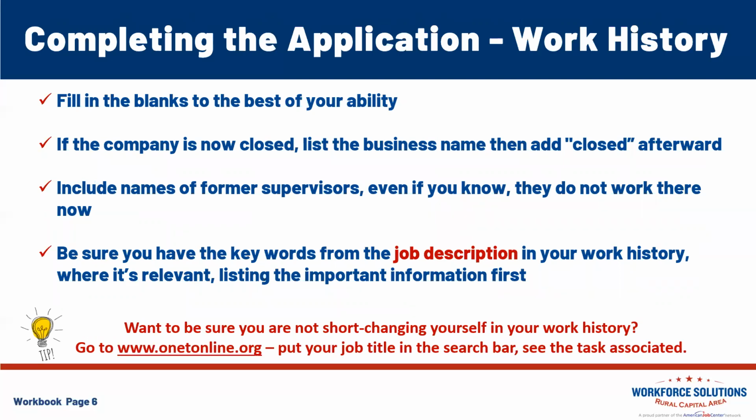So when you're completing the application on the work history, fill in all the blanks to the best of your ability. If the company is closed, list the business name as it was, and then you can put closed afterwards. Include the supervisors you had at the time, even if you know they're no longer there now. And be sure that you have some of those keywords from that job description in your work history, listing the most important information up at the top.